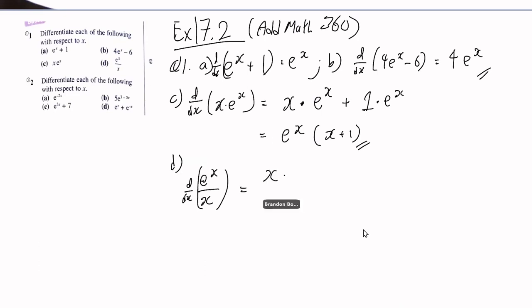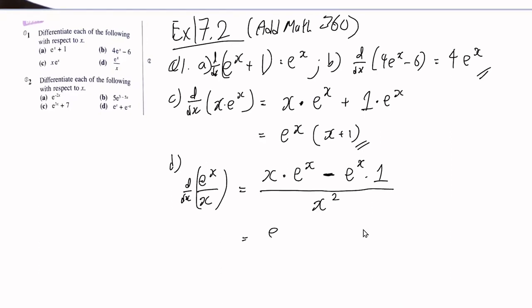Low is bottom. D high means differentiate the e power x, so just e power x. Less, minus. High, e power x. Below, times 1. Draw the line, x squared below. Done. Then you're left with e power x times x minus 1 over x squared.